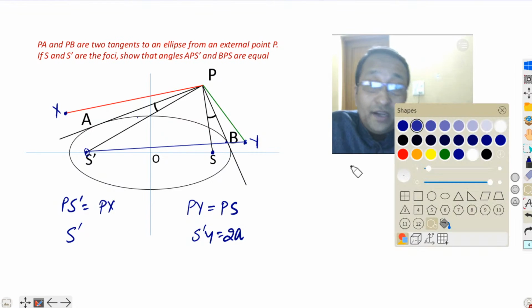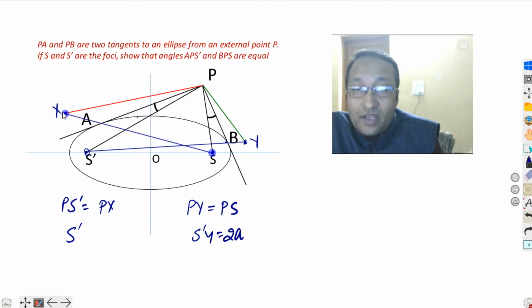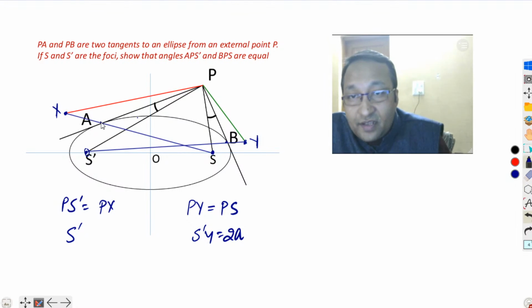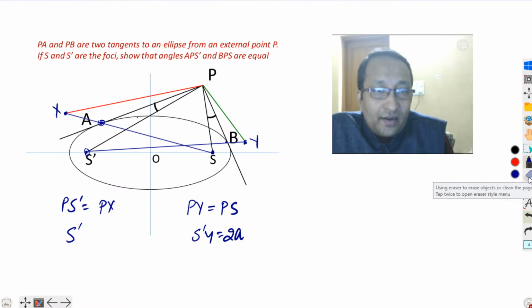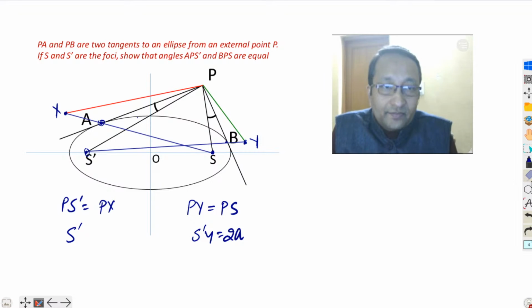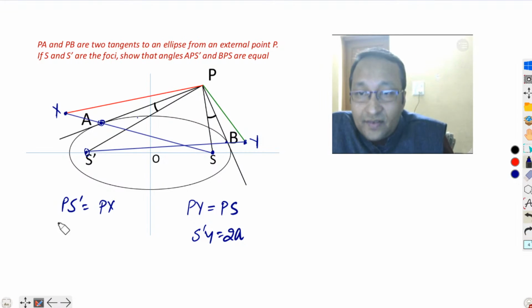So be it for the other tangent also. That would simply mean that when I join S with X, this particular segment is bound to pass through A. AX would have been equal to AS dash. So I can comfortably assume that the length XS is also 2A.